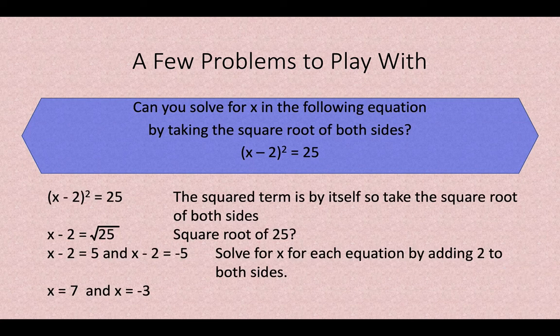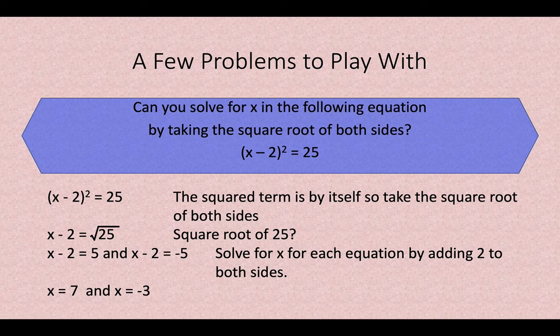So this one looks a little different than what we've had. We've got x minus 2 quantity squared. But our rule is you got to get the square term by itself. And so since it's in parentheses, this whole thing is our square term. And so since the square term is by itself, you're ready to take the square root of both sides. So when you take the square root of this, just the square here drops away and it leaves you with the x minus 2. And you take the square root of the other side, which is 25, so you get the square root of 25.